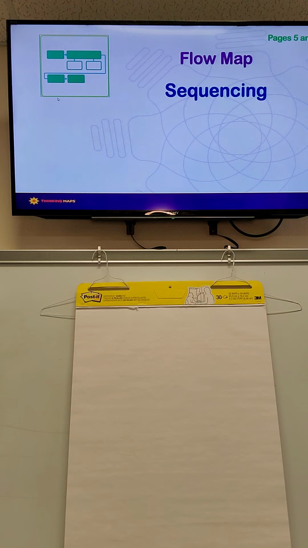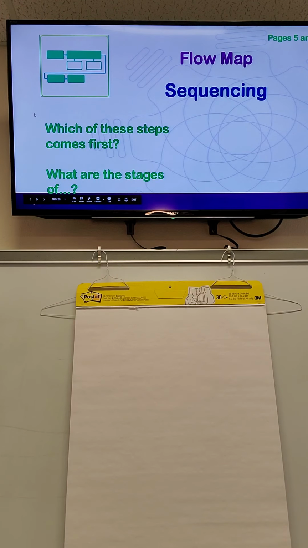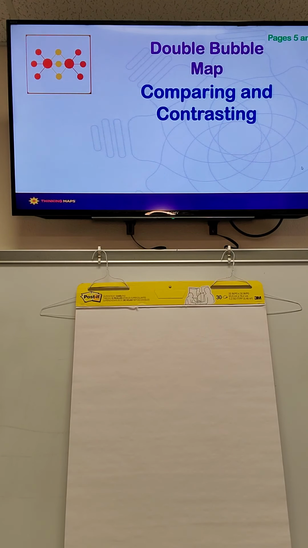So now we're going to talk about the flow map, which is what you use when you're sequencing. So, some questions you might ask are, which of these steps comes first, or what are the stages of? We've used flow maps anywhere from how do you add and subtract to tell me the story. So what we're going to do today, let's look at some of our important words: sequence, stages, cycles, patterns, steps. Any of those lead to flow map.